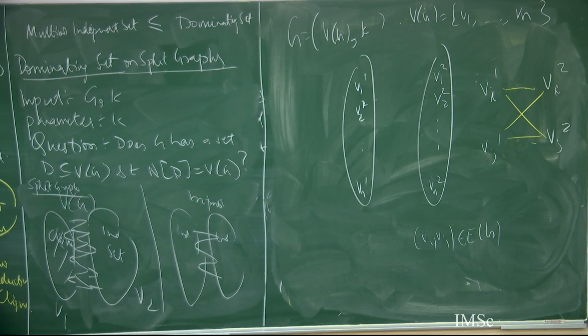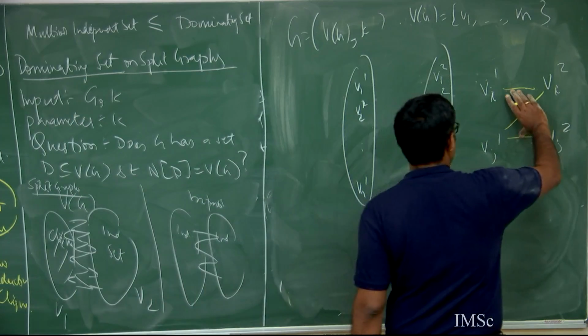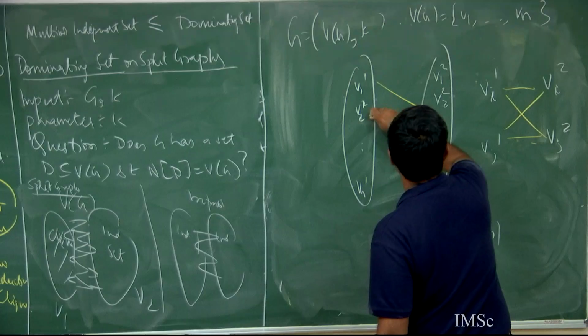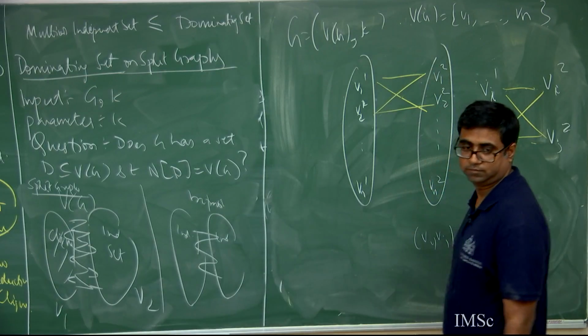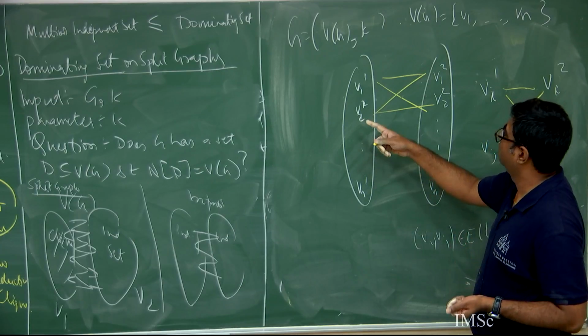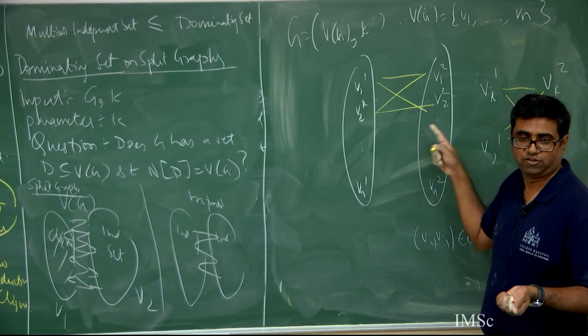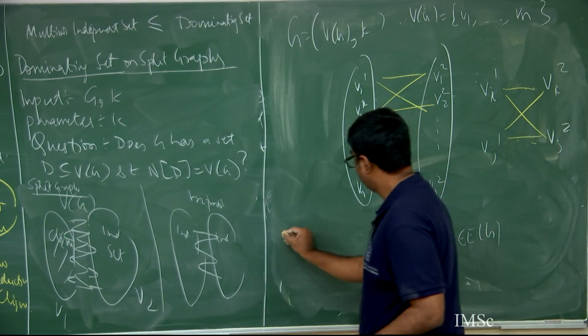So at least my copies are definitely being taken care of, and that is the intuition. So here we will just give edges like this. What it means is that for each vertex, you just give matching edges between each copy.